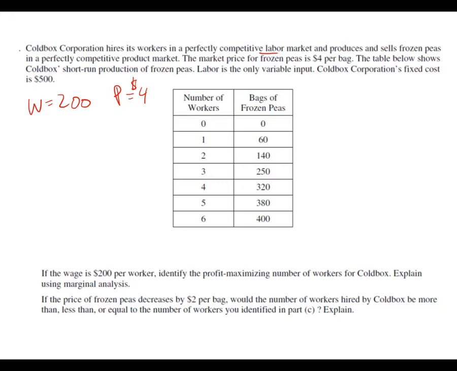And so here I've got total quantity, and this is number of workers. So what I want to know is how many workers to hire. The condition for that is I'm going to hire workers up until the wage equals the value of the marginal product of labor. So what I have to pay them should equal the value that they bring to me. And if one is bigger than the other, I'm going to cut back on one of them.